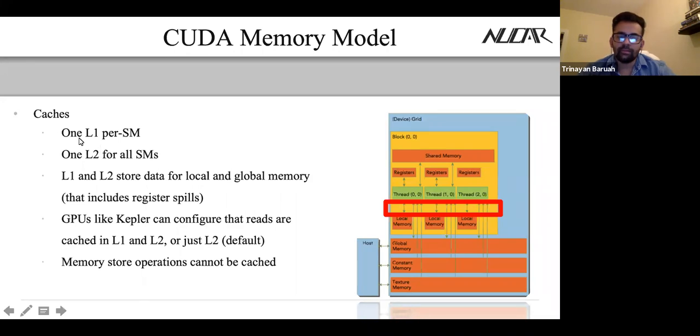So one L1 per SM, right? Each SM or SMX has one L1 cache, which is private. The L2 is shared between all the different SMs. And then the L1 and L2 would store data for local and global memory, which we mentioned before. This also includes register spills, because if you remember, register spills go to local memory.